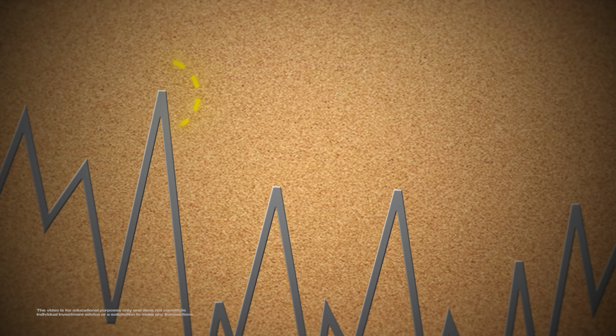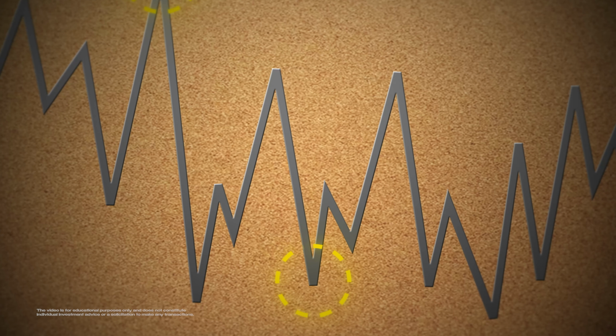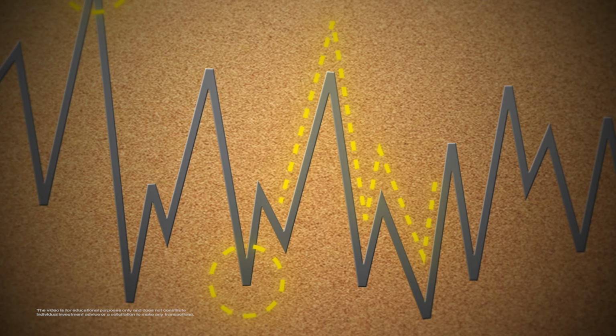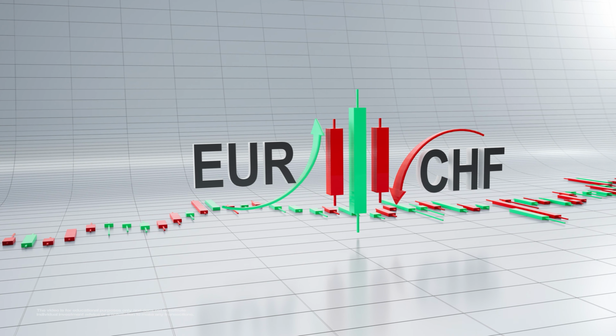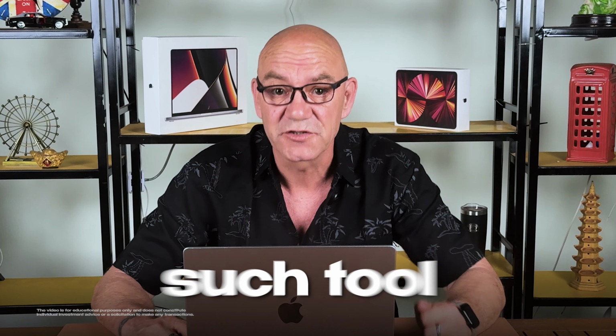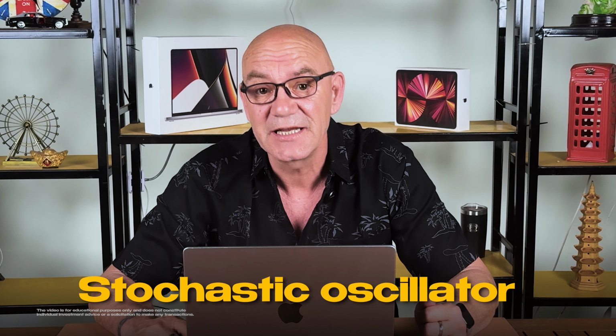Have you ever wondered why prices in the market sometimes skyrocket, then sharply slow down, and sometimes even change direction? At first glance, it may seem like complete chaos, but in reality, behind price movements lie certain patterns. And there are tools that help see these patterns. One such tool is the Stochastic Oscillator.